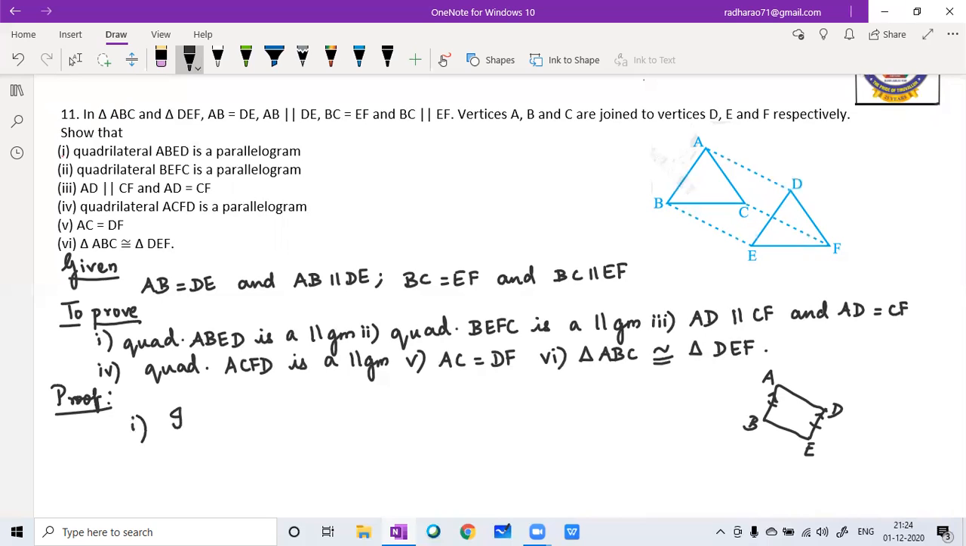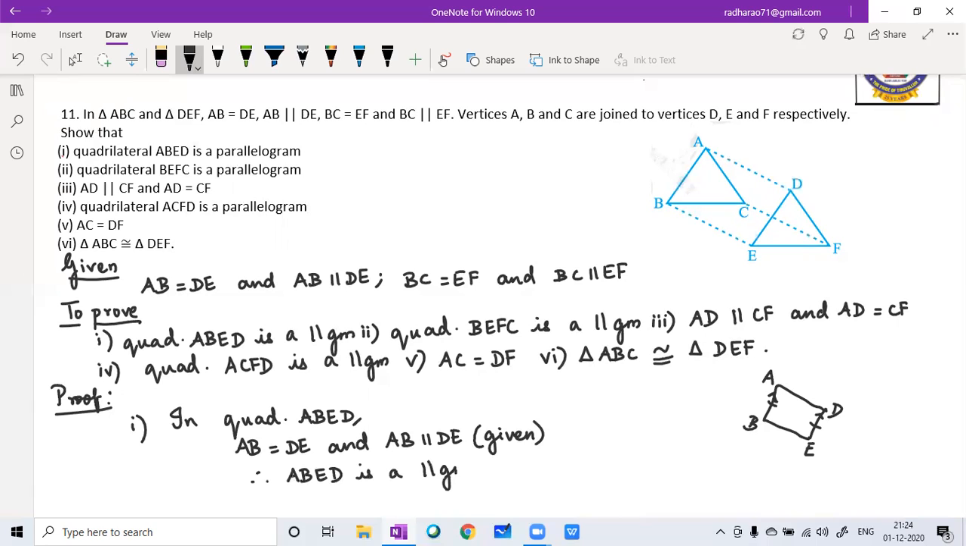So the first proof is, in quadrilateral ABED, AB is equal to DE and AB is parallel to DE. This is given in the question itself, right? So when one set of opposite sides is parallel and equal, it becomes a parallelogram. Therefore, ABED is a parallelogram, since one set of opposite sides is parallel and equal in a quadrilateral.